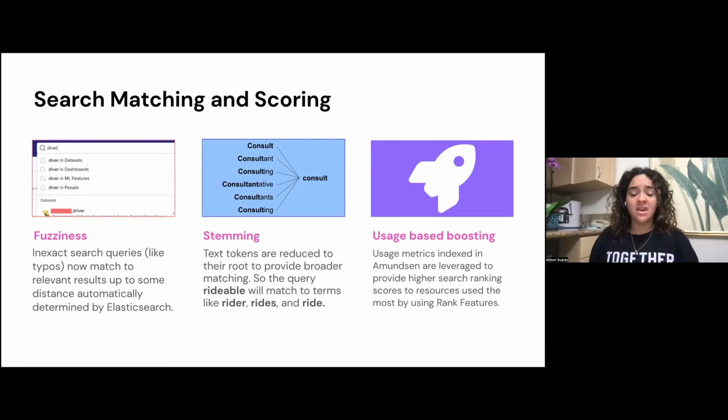Another thing that we introduced that was pretty neat and really helped us improve the relevance of our search results is usage-based boosting. Any usage metrics that are indexed in Amundsen can be leveraged to provide higher search ranking scores to resources by using the rank features functionality in Elasticsearch. Essentially, you provide it with a usage value for each table you have in Amundsen, and that usage value is used to score that table higher or lower in your search results.